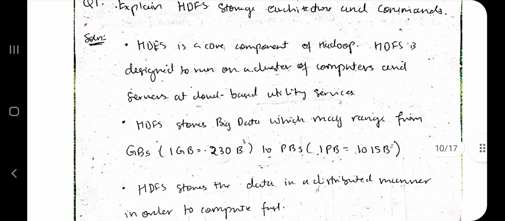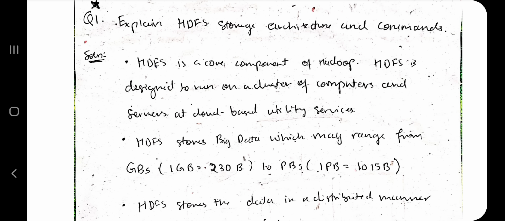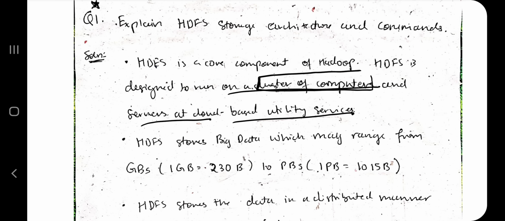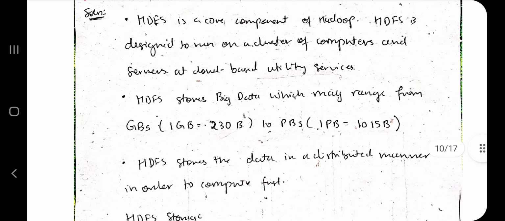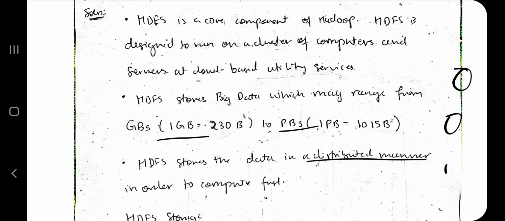It is designed to run on a cluster of computers and servers as a cloud-based utility service. Means it will be running on a cluster of computers at a cloud-based service. It stores big data which ranges from GBs to PBs. And it stores the data in a distributed manner, because obviously the clusters are there. The data will be stored distributively only, right?